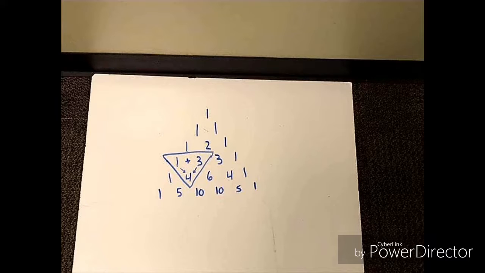The outermost edges of the triangle are always 1, because the number next to the one above them is nothing, which means it's 0, and so 0 plus 1 is 1.